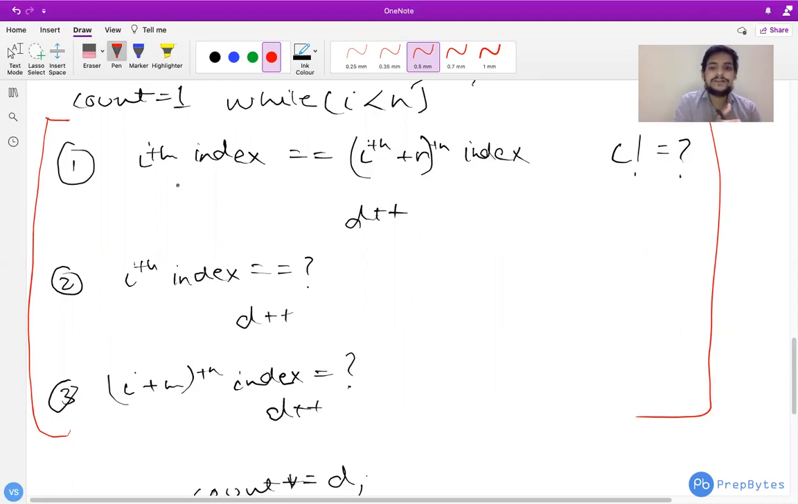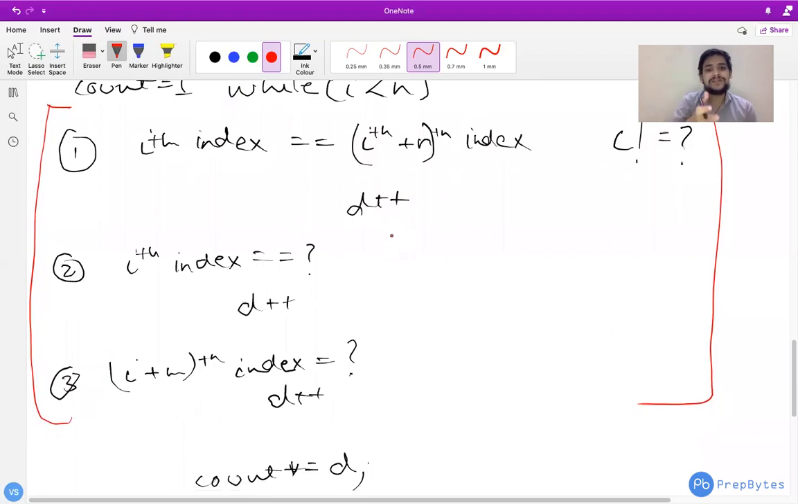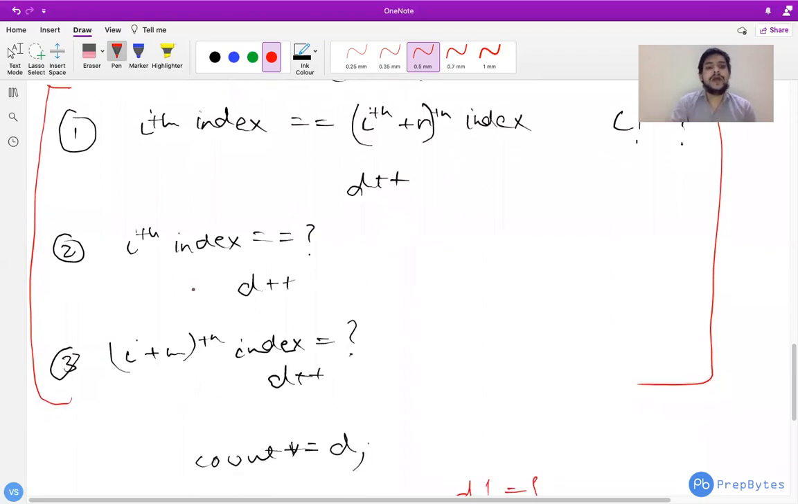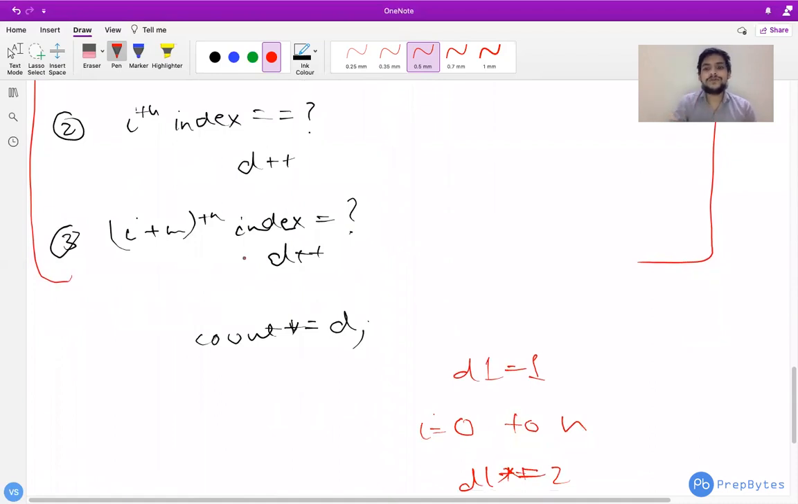If the ith index is equal to the I plus nth index, because I have divided n by 2, I'm checking for the first half, we will increase the count. And if the ith index is equal to a question mark, we will increase the count. If the I plus nth index is also equal to a question mark, we will again increase the count.